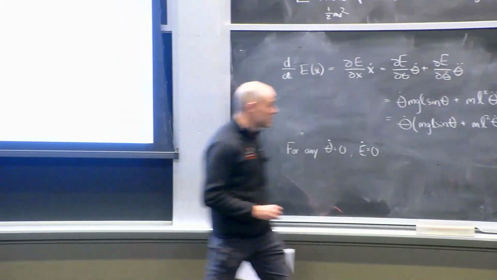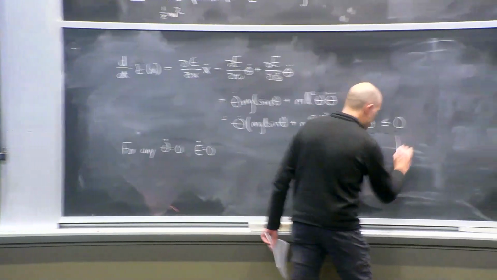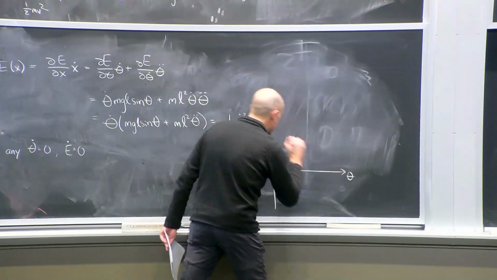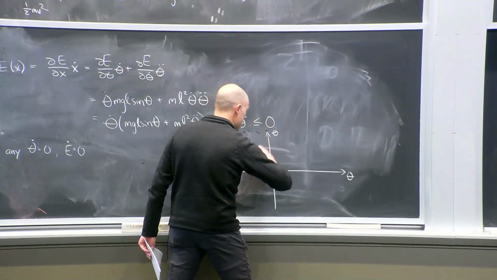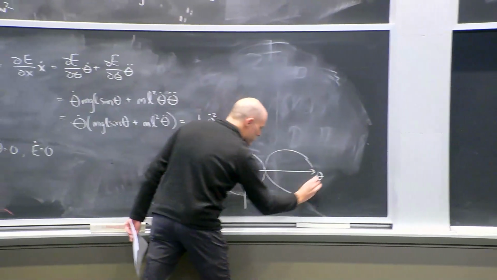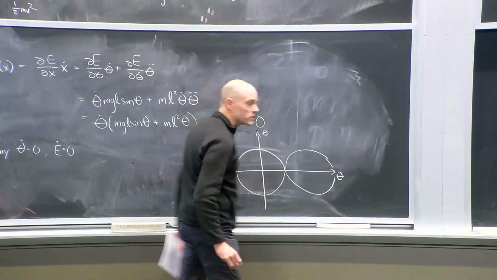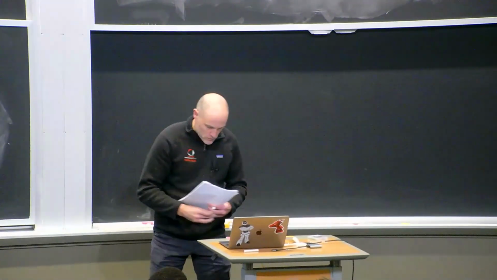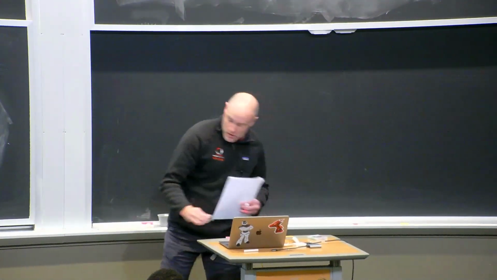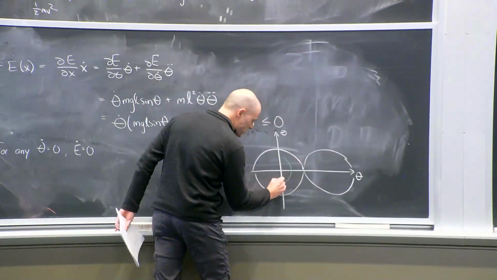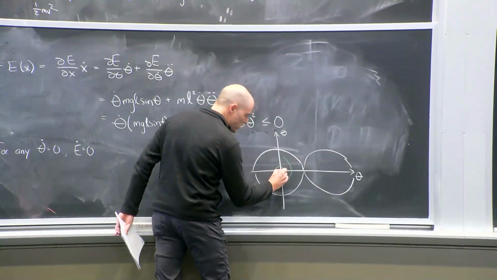Okay, so let me draw that in a picture here. You know the phase portrait, theta dot, I've got my pendulum phase portrait. Got my equilibrium here. The standard dynamics of this thing is that it's going to run out of energy and circulate and go down to the origin.